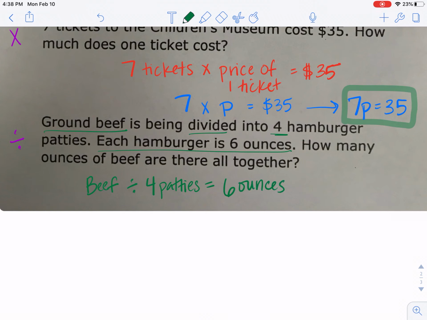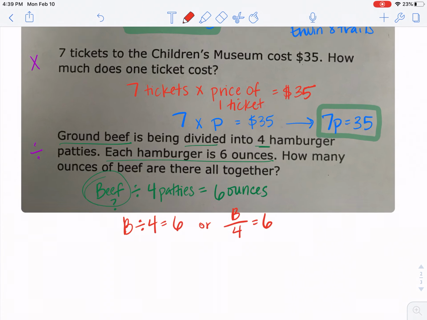And it wants to know how many ounces of beef are there altogether. So this is the thing that I don't know. This is my question mark. So the expression that I would probably write here is beef divided by 4 equals 6. Or you could write B divided by 4 equals 6. So, again, we don't have to solve it, but we could. We know that 24 divided by 4 would be 6. So we're talking about 24 ounces of beef all together.